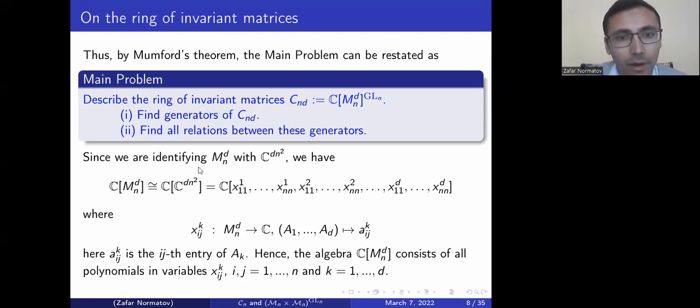Since we are identifying the direct product with an algebraic variety, we have the following. Where x_ijk is a map from the direct product to the field. It sends a point to the ij-th entry of matrix A_k. And the algebra consists of all polynomials in variables x_ijk.